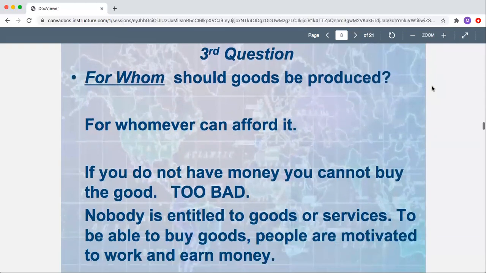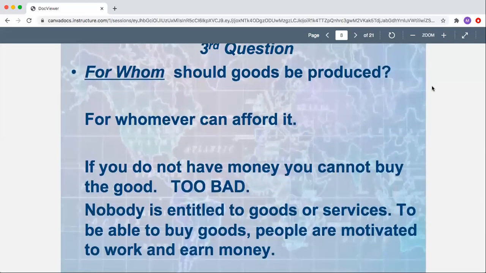So the third question is, for whom should goods be produced? Basically, this is whoever's going to buy it. You're only going to make those products for the people who are going to pay for it. So if you do not have money, you can't buy the good, and that's just too bad. That's how it works in a market economy. If you don't have the money, then you just won't get it.